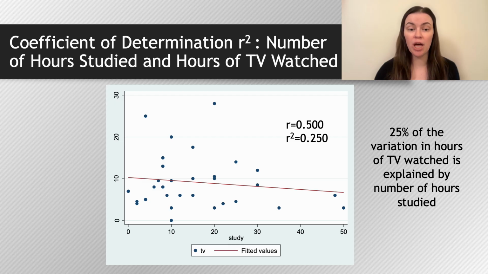Similarly, our second scatter plot example dealt with the number of hours studied and the number of TV hours watched per week. Our Pearson's R value here was 0.5, so it was a moderately strong relationship, still in the positive direction. For R squared, all I took was that value of 0.5 and multiplied it by itself to get 0.25. What this tells me is that 25% of the variation in hours of TV watched is explained by the number of hours studied. Again, I'm always addressing my dependent variable first, followed by my independent variable second.